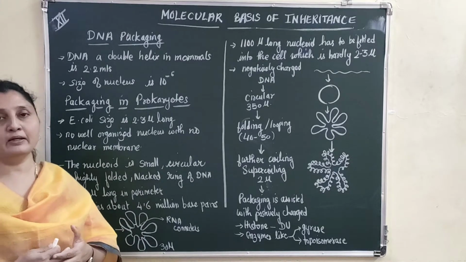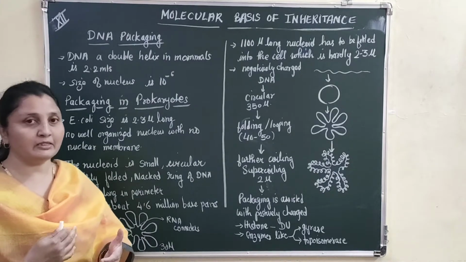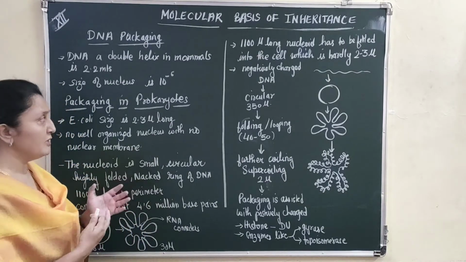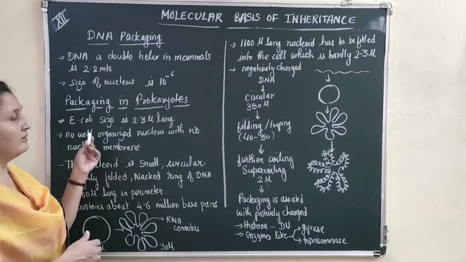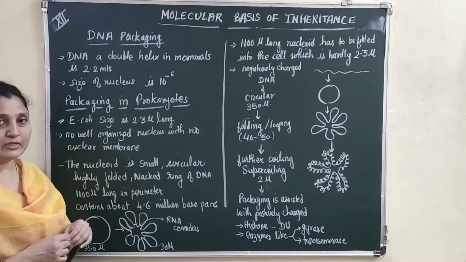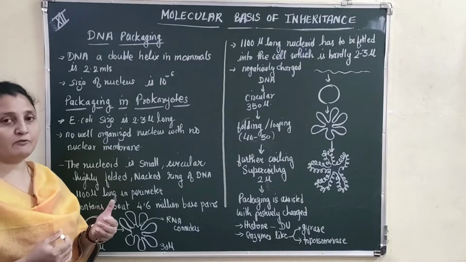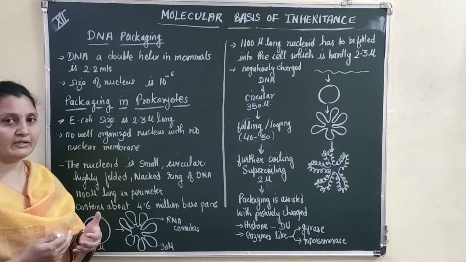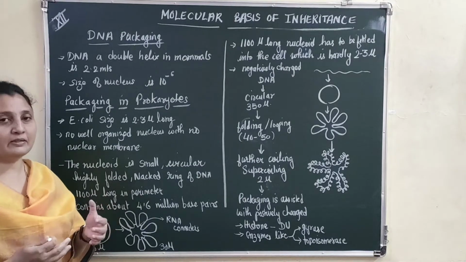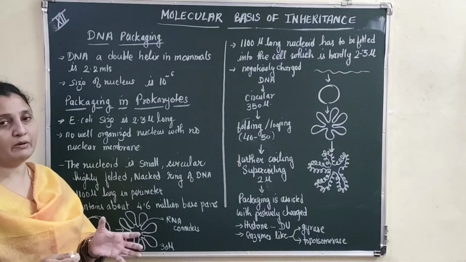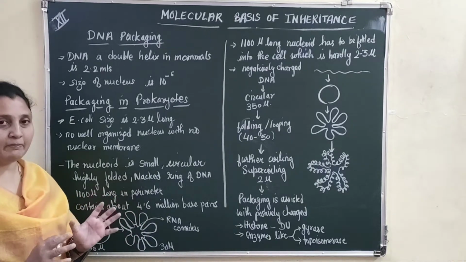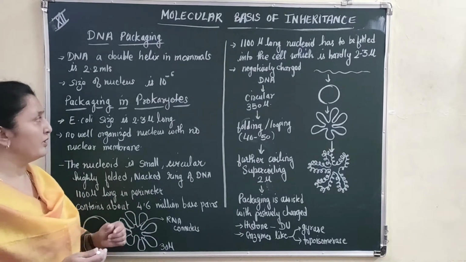So we are going to learn the packaging of DNA, both in prokaryotes and eukaryotes. First we learn the packaging of DNA in prokaryotes, correct? Prokaryotes, as you know, are the first form cells. They do not have a distinct nucleus. They do not have distinct cell organelles, meaning the organelles are not membrane bound, and so it is a primitive type of cell. So let us see how the DNA packaging takes place in the prokaryotic cell.